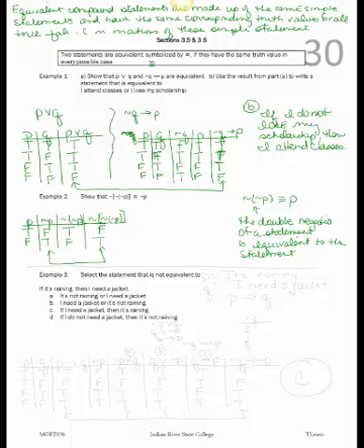So let's set up our simple statements. For P, it's raining. For Q, I need a jacket.